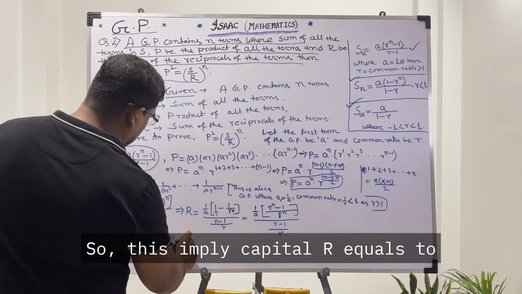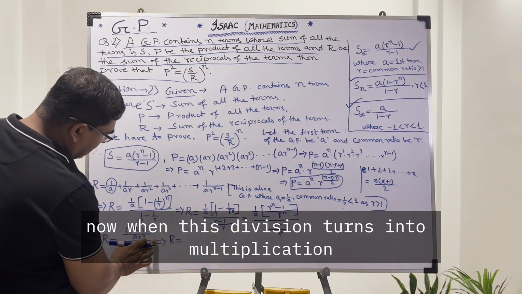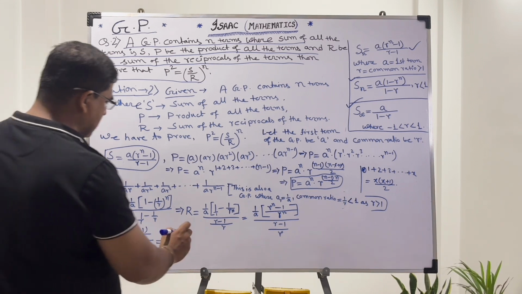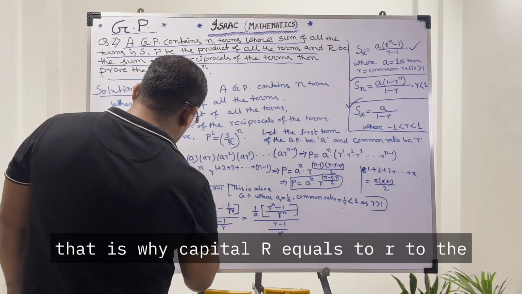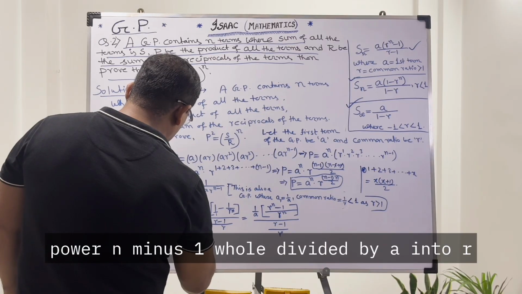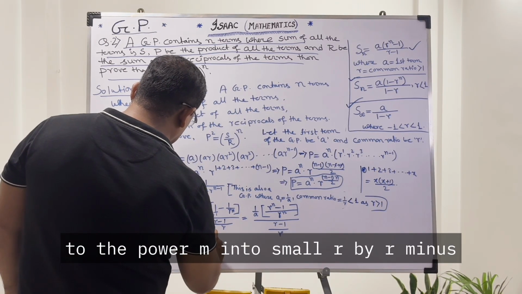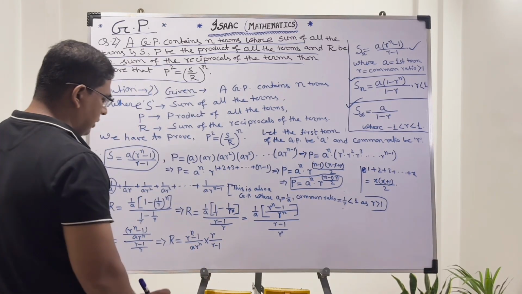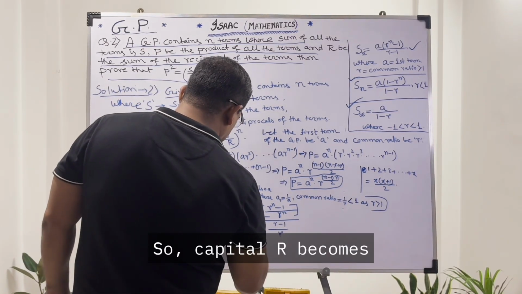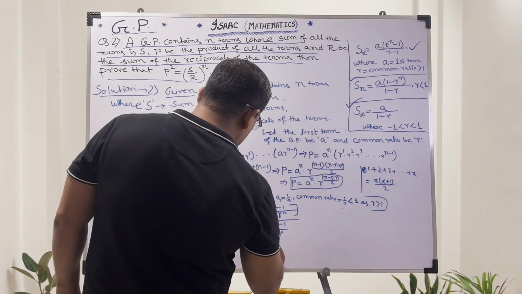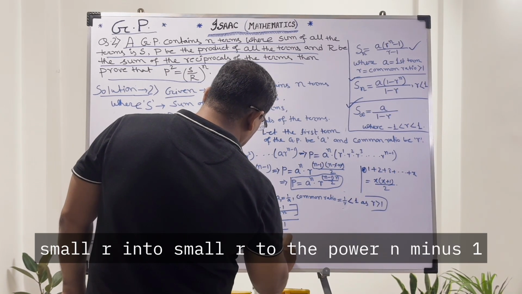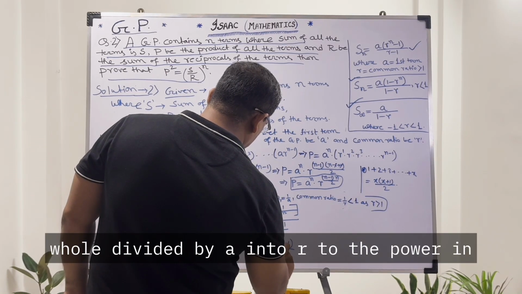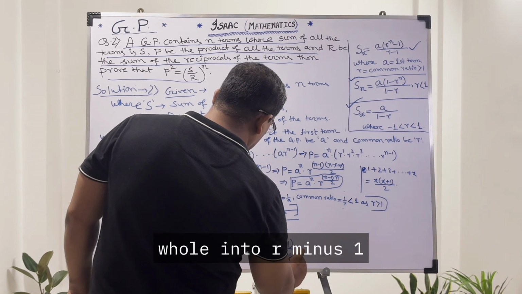So this implies capital R equals to, now when this division turns into multiplication, then we have to write the reciprocal of this. That is why capital R equals r to the power n minus 1 whole divided by a into r to the power n into small r by r minus 1. So capital R becomes small r into small r to the power n minus 1 whole divided by a into r to the power n whole into r minus 1.